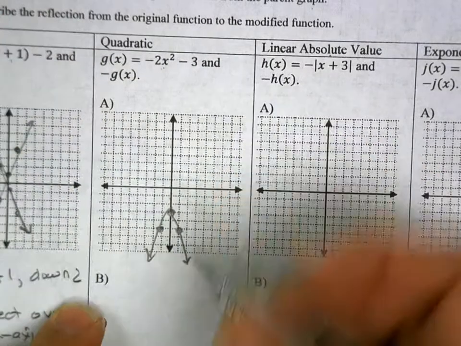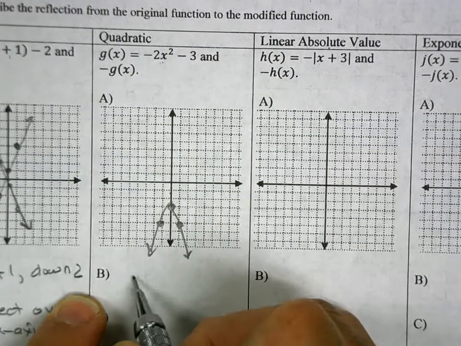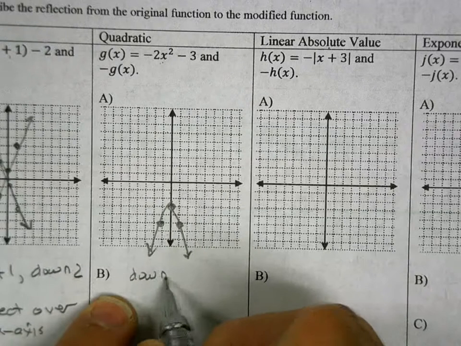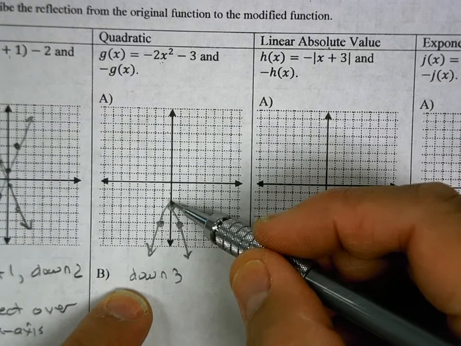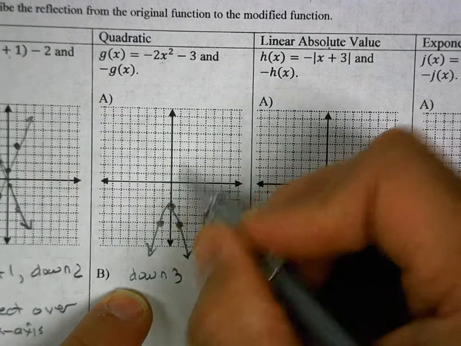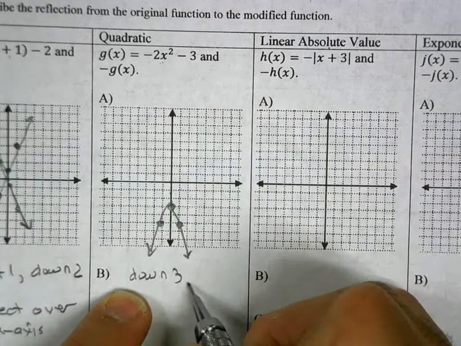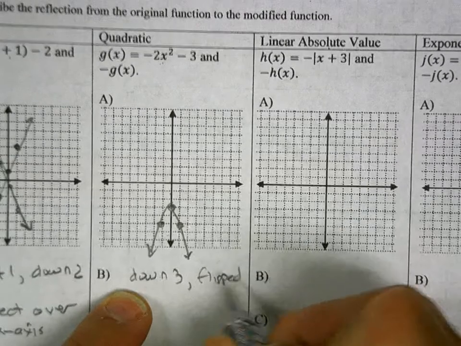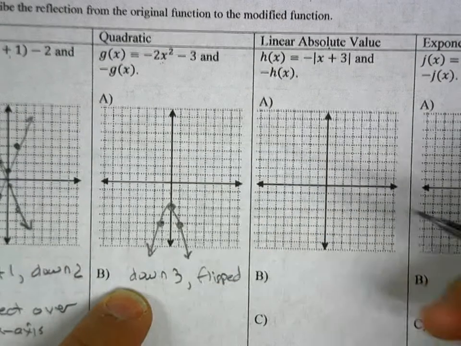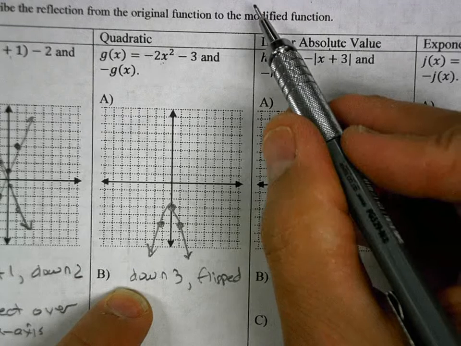Now the shift that occurred, we could just put down 3, also from the parent graph. It also flipped, so it went down 3 and also flipped. We'll put that. Flipped over, because that's negative. That's the change from the parent graph.